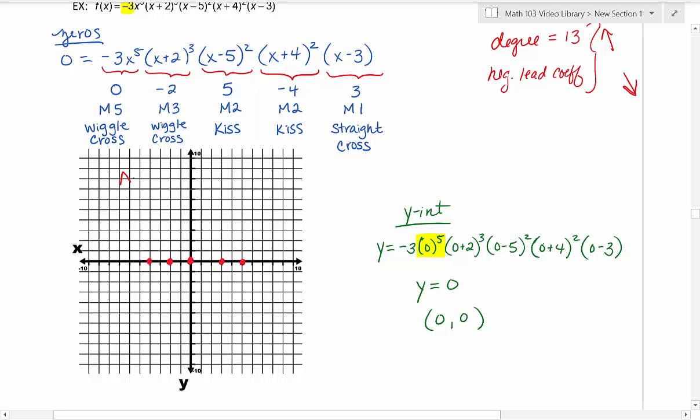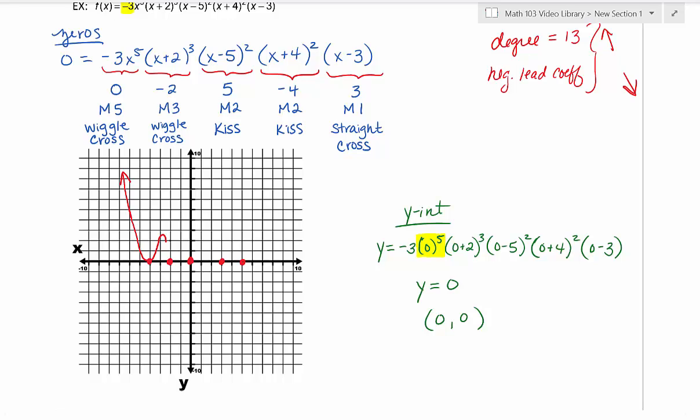Our end behavior tells us we're going to start by coming in from the top. And as I approach my first x-intercept, I'm going to take a look to see what I'm supposed to do, cross or kiss the x-axis. That first x-intercept is at negative 4, so I see that we're supposed to just kiss the x-axis. So we just kiss the x-axis, go up about that far, and then we start approaching our next x-intercept.